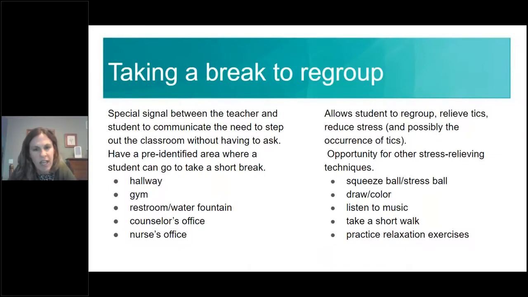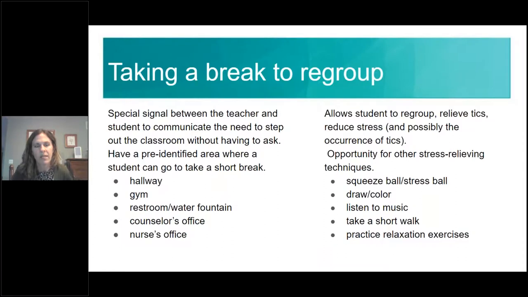You can usually have a designated time, like 3 to 5 minutes, or if it's more than 7, I'll send somebody to look for you. But the student can then just step away for a short break. It could be the hallway, the gym, the restroom, a drink at the water fountain, the counselor's office, or the nurse.